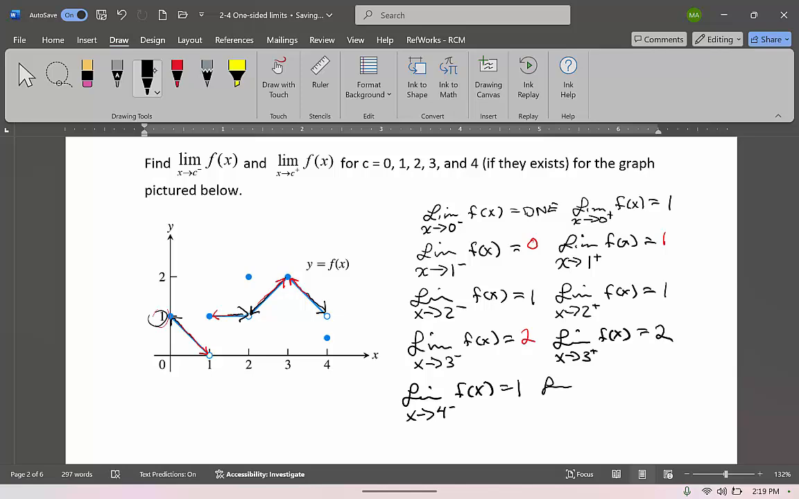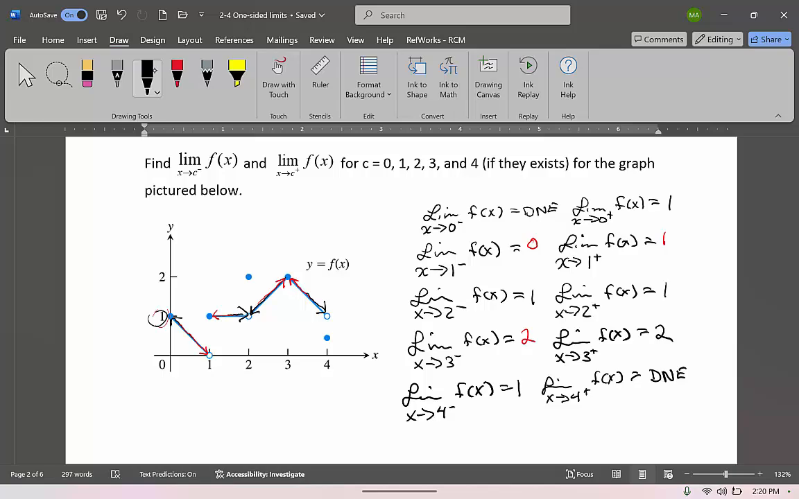And then if we look at the limit as x approaches 4 from the right, we can see that, again, we have no function to follow from the right of 4, and so therefore this limit also does not exist. So if we're trying to approach from a side that is not within the domain of the function, then the limit doesn't exist because we can't approach from that side. All right, so we can basically see the idea here.